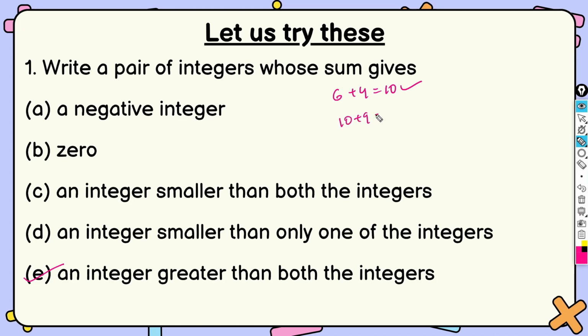10 plus 9, 19. 21 plus 31, 52. Thus, any two positive integers are a pair of integers whose sum will be greater than both the integers.